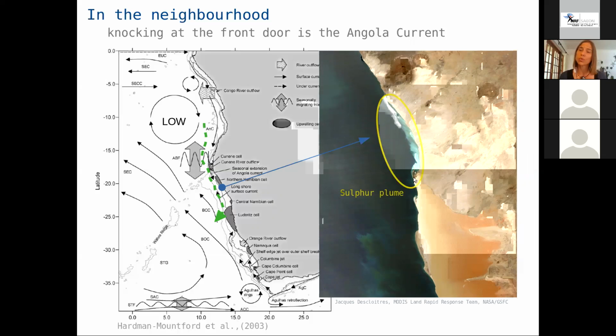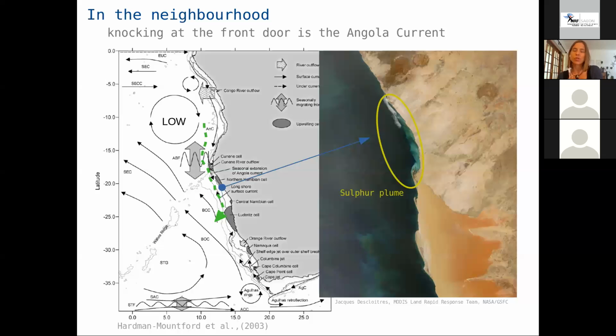Okay, so the northern Benguela system is subject to frequent low oxygen events and sulfur plumes because it doesn't only have low oxygen water that is locally produced, but also it has this source of external low oxygen water, which is not the case in the southern Benguela. Luckily for us, because this current moves offshore at Luderitz.